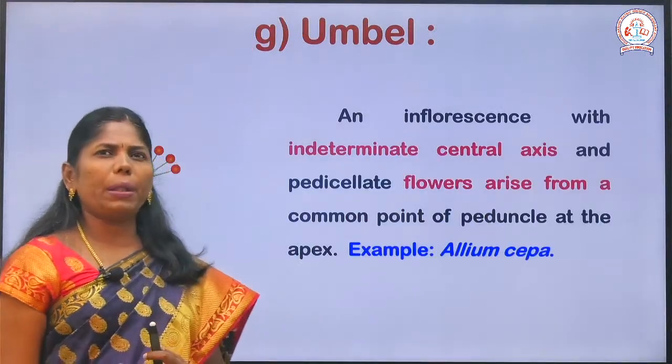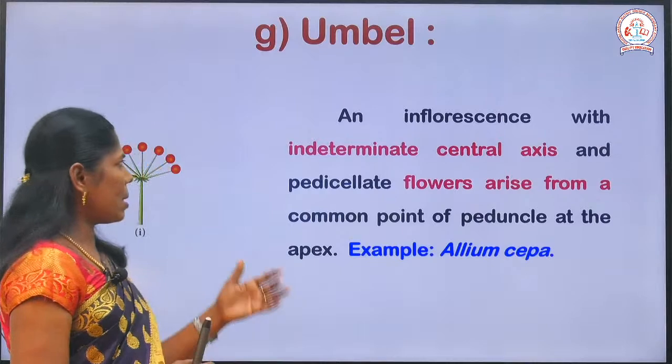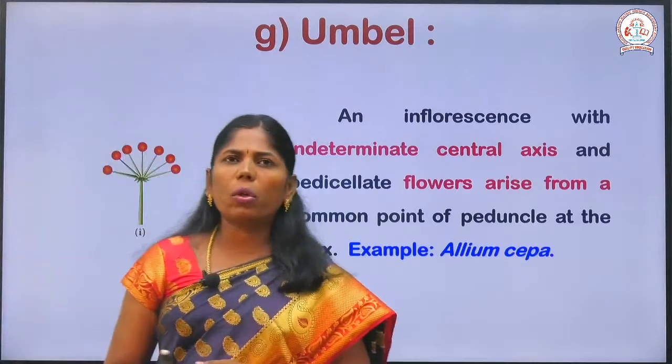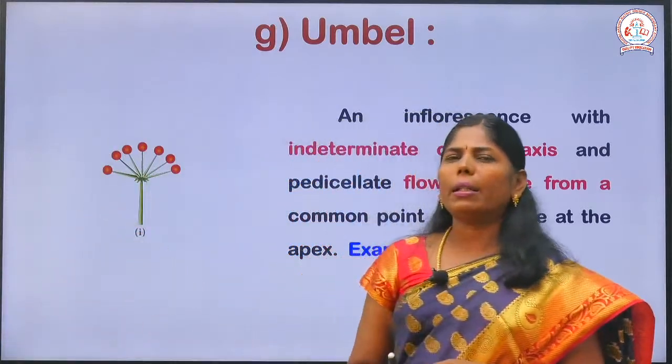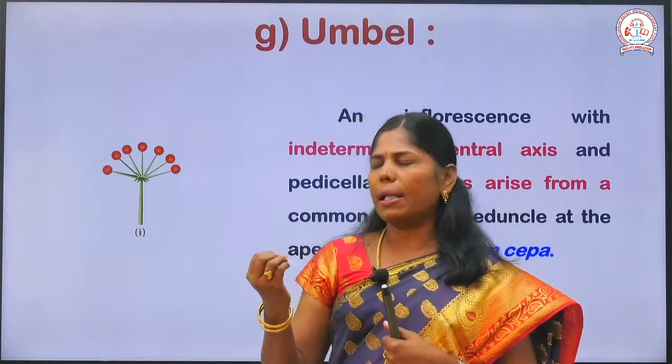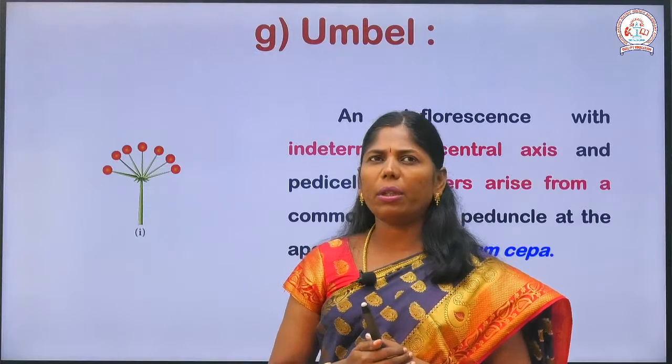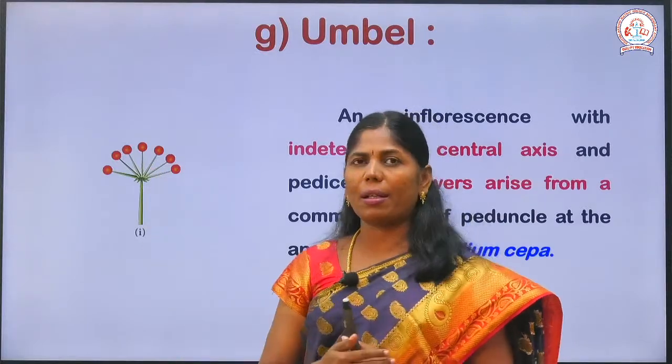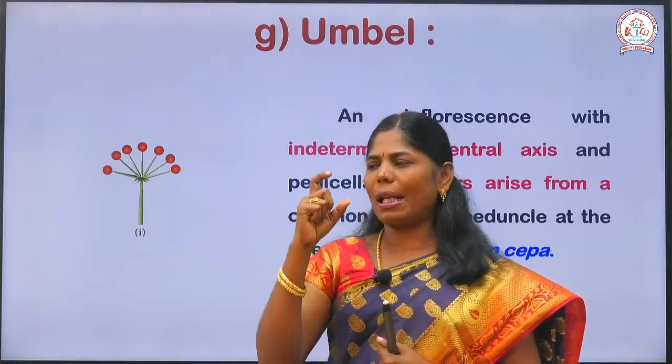Next one is an umbel. Okay, so here you can see the structure. It has a main axis. At the tip of the main axis, the tip of the peduncle, a number of pedicellate flowers arise.